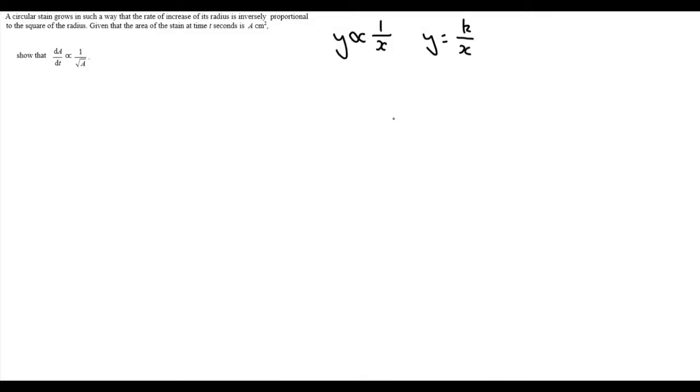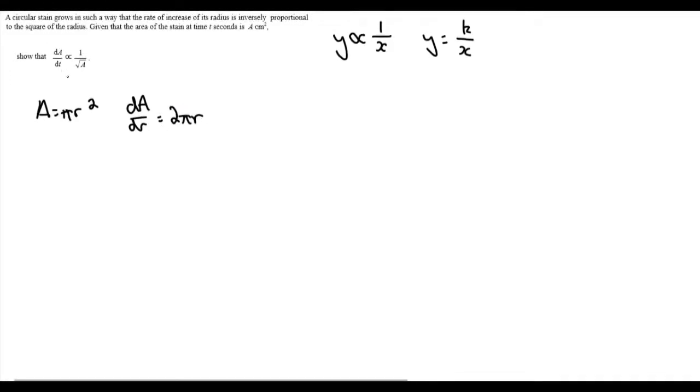So, in this case, because we're dealing with a circular stain and we're going to be dealing with area, we'll probably want the area of a circle, which is just going to be our pi r squared, which, again, because of the nature of the question, we're going to want to differentiate. That would give us dA over dr, which will be 2 pi r.